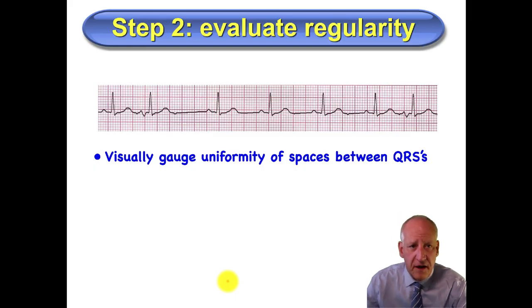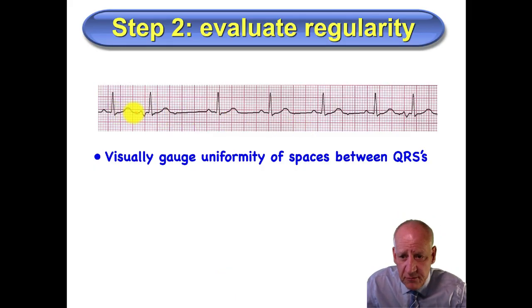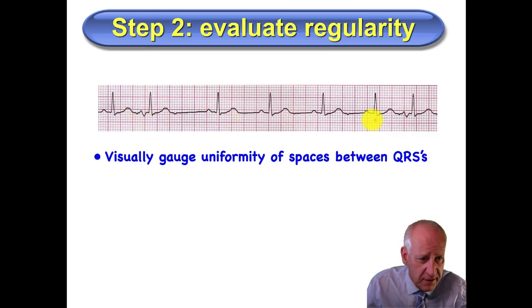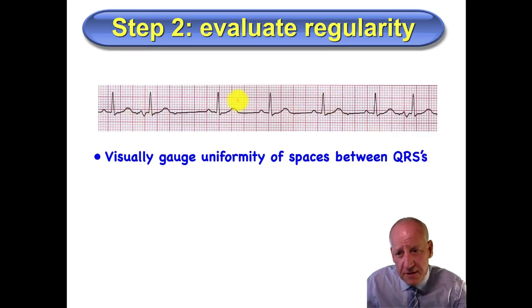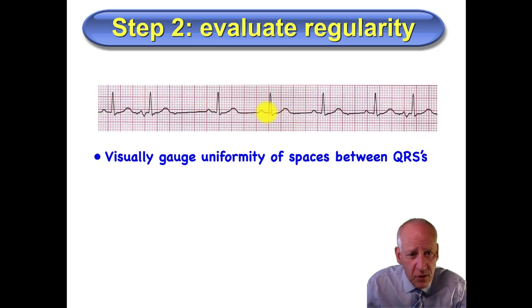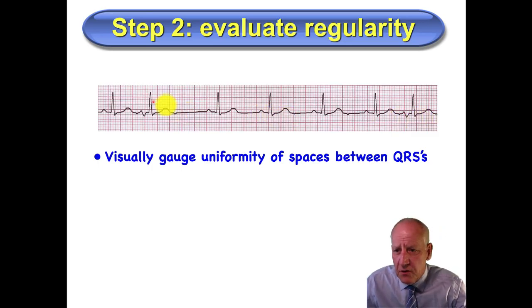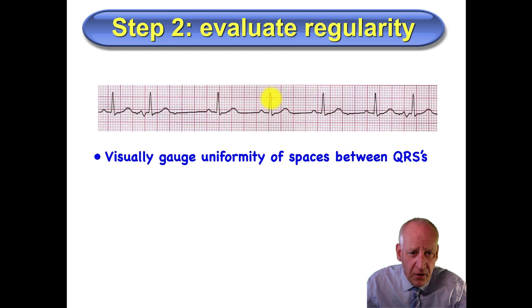The next step is to evaluate the regularity. And the easiest way to do that is to simply visually gauge the uniformity of the spacing between the QRSs. Does this recording look uniform in its rate? No. Notice how the distance between the QRSs varies over the course of the 10-second recording.